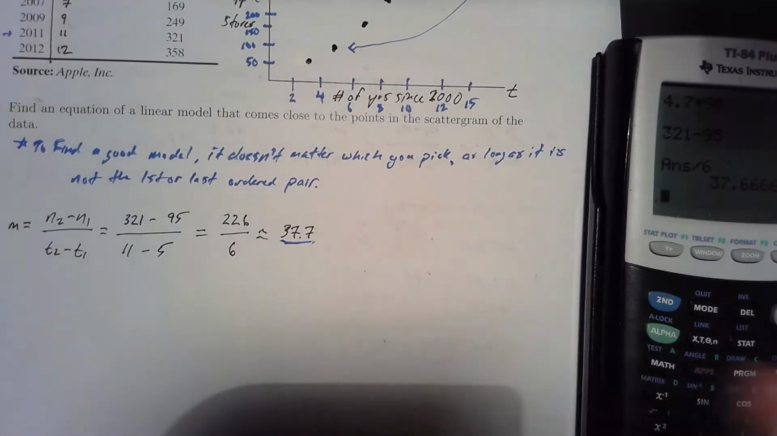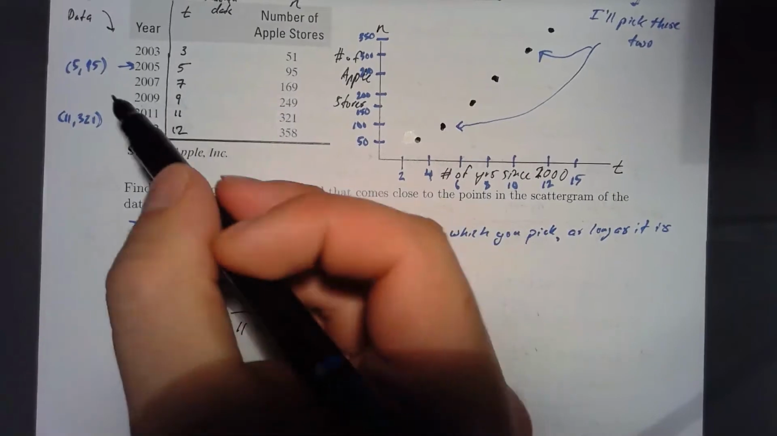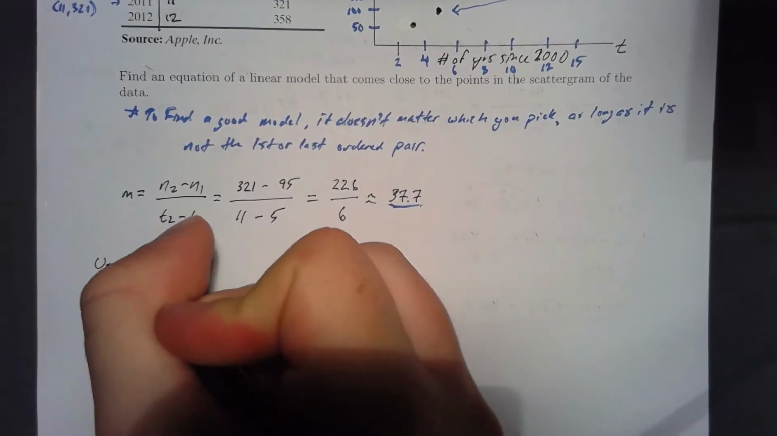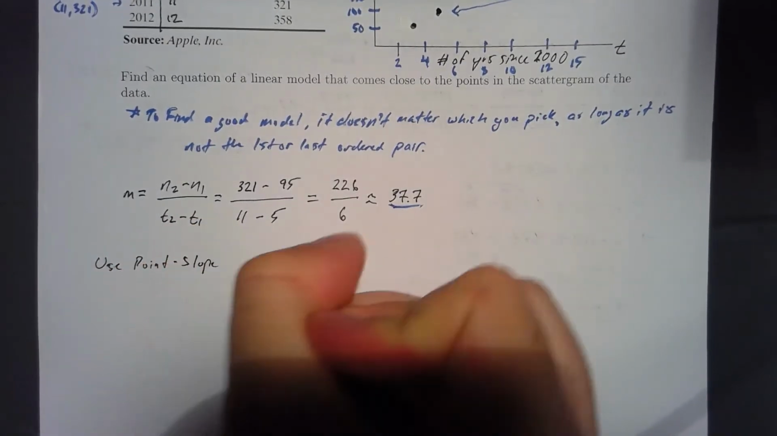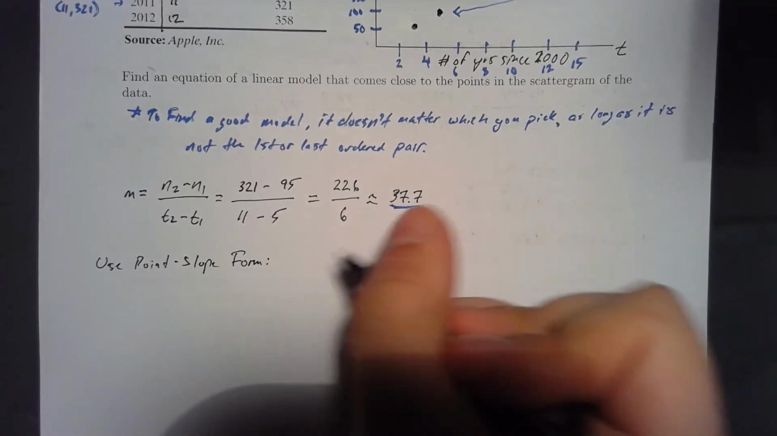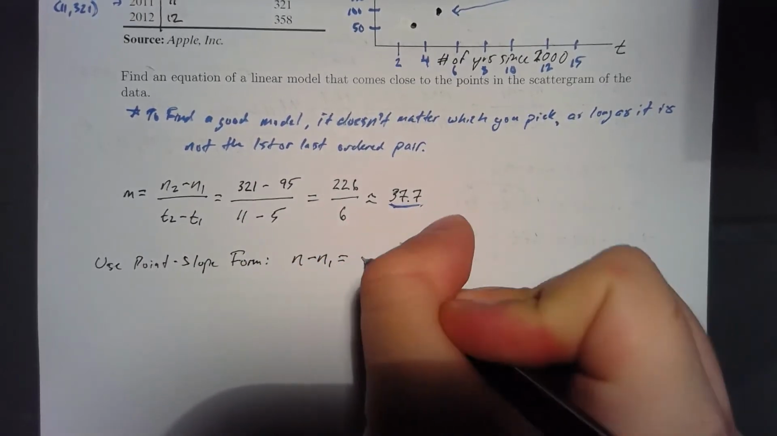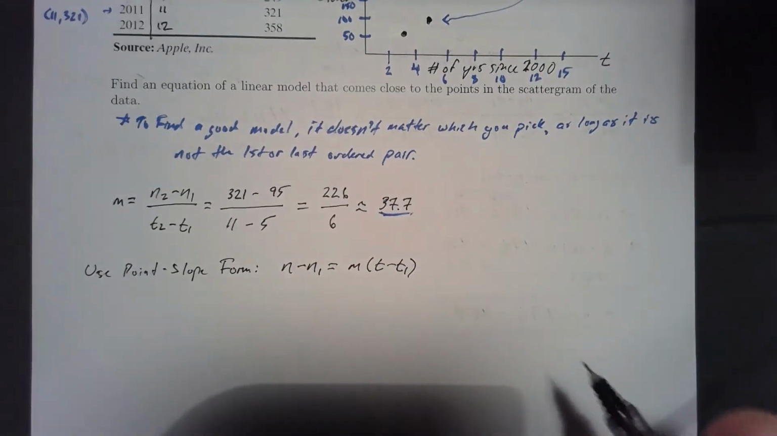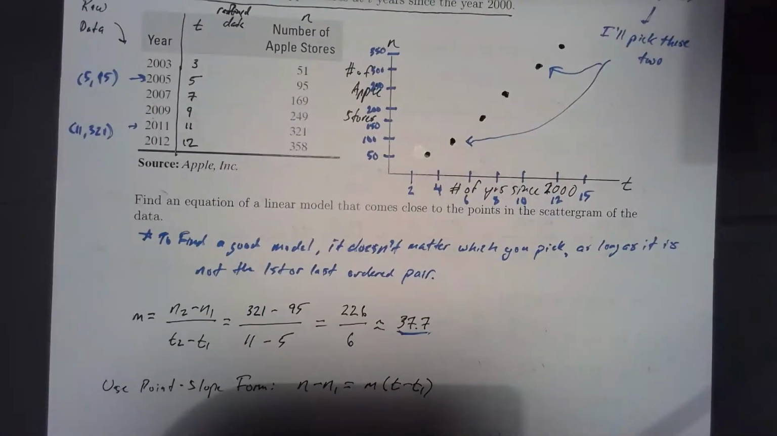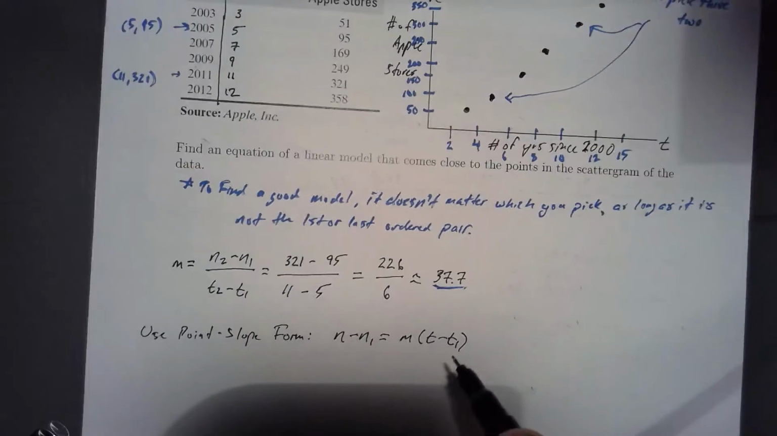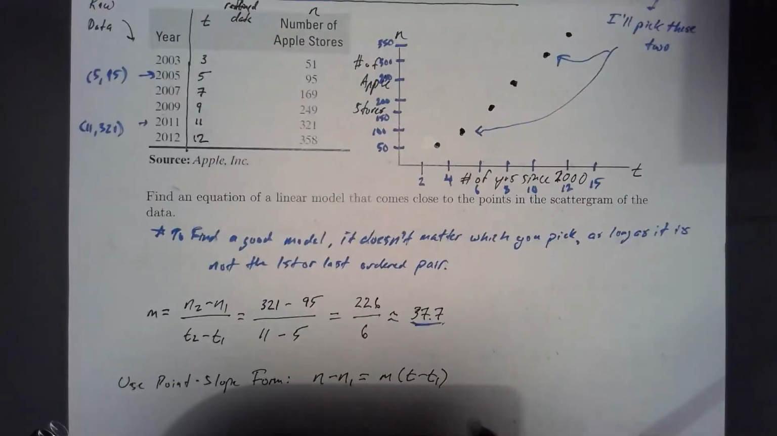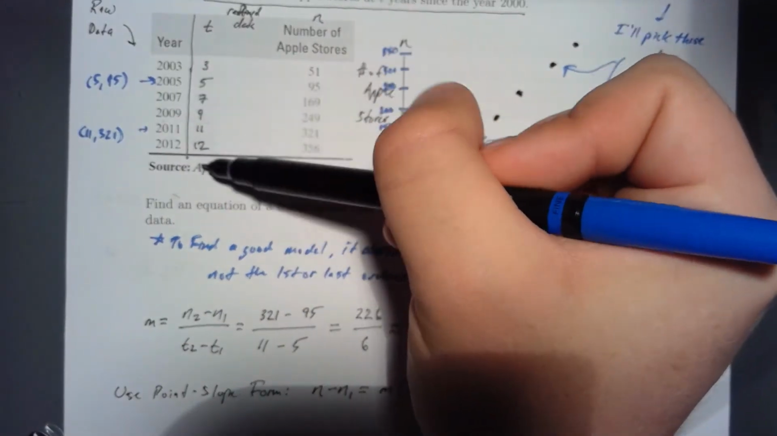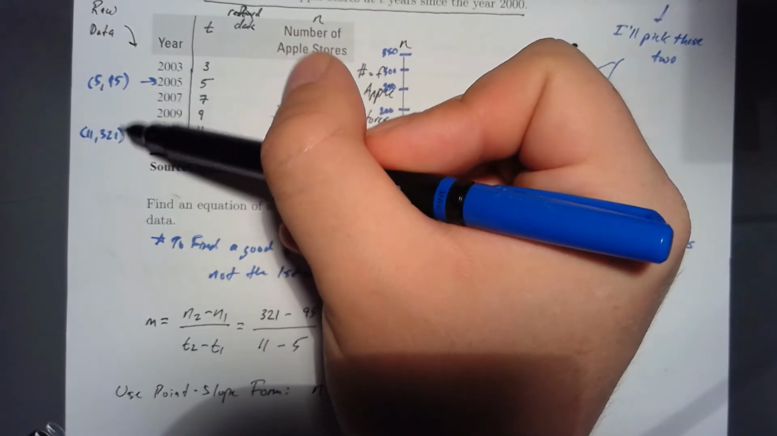And again, I have two ordered pairs, so ideally I want to use the point slope form here. Which is going to be n minus n1 equals the slope times t minus t1. It doesn't matter which one you pick, but be careful here. Make sure you pick either this one or this one. Don't pick any of the ones that you didn't use. Pick from one of the two that you did use to find the slope.